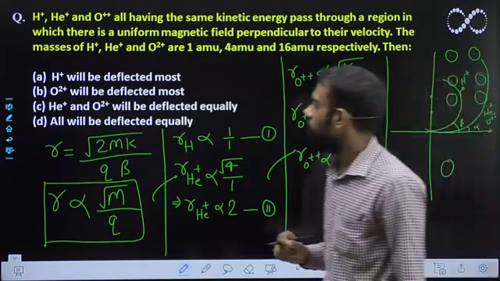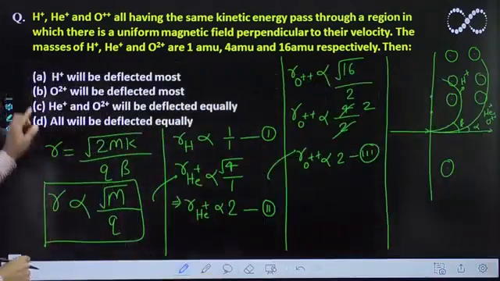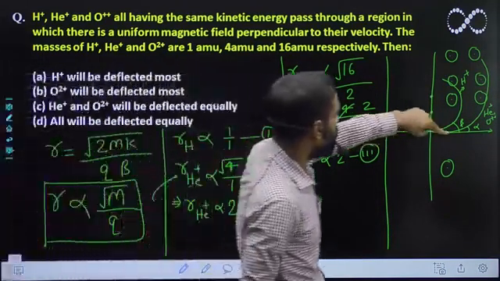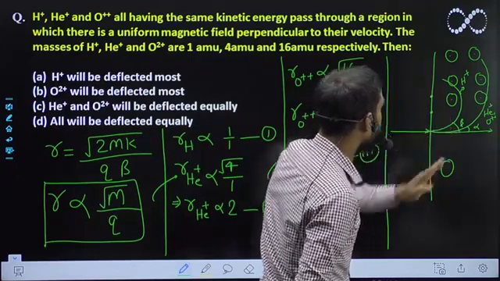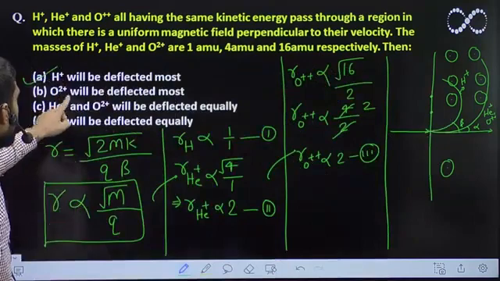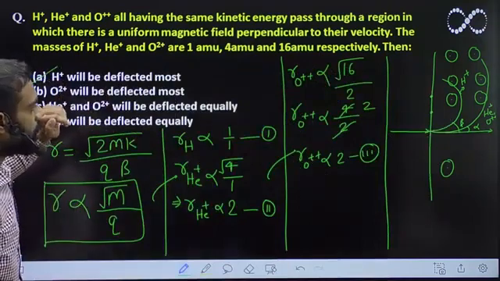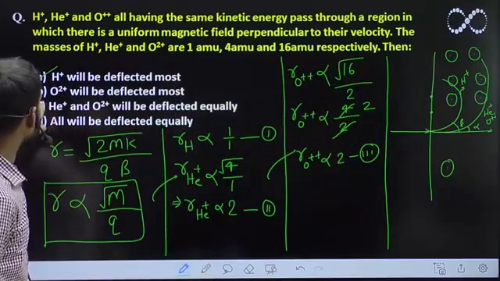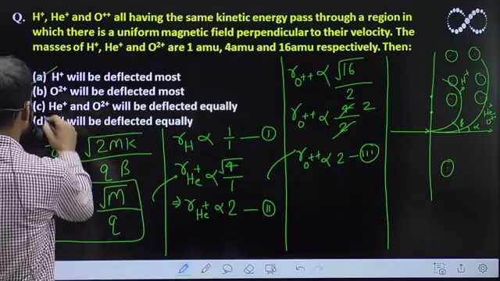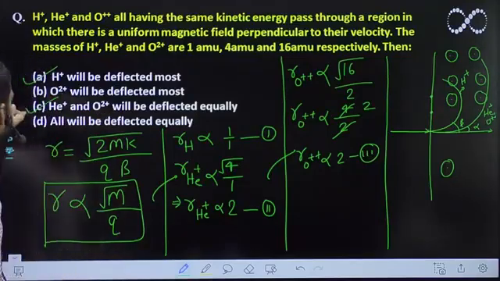Now let us see which option is correct. Hydrogen will be deflected the most. That is correct, the hydrogen is getting deflected most. The angle beta is more than alpha. So this is correct. Now, oxygen too will be deflected the most, which is wrong, because the oxygen and helium will be deflected equally. So A and C will be correct.